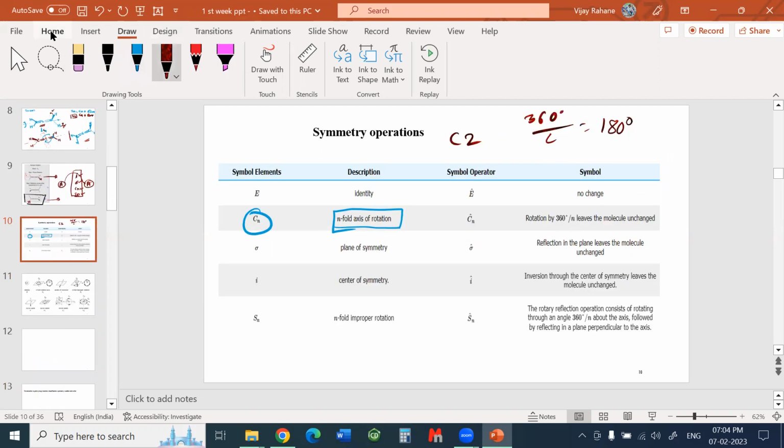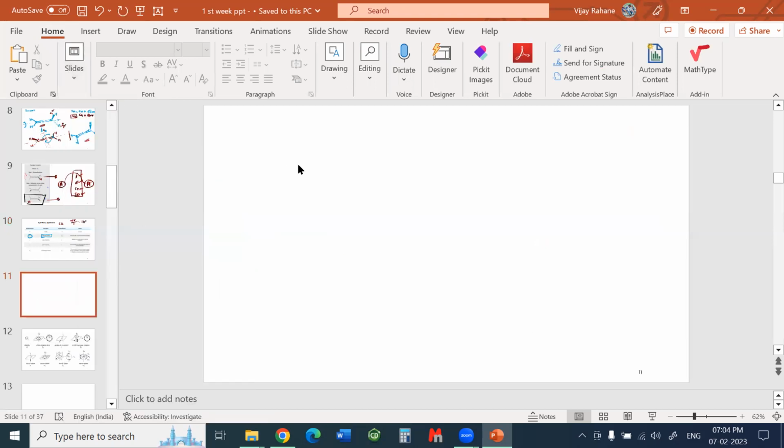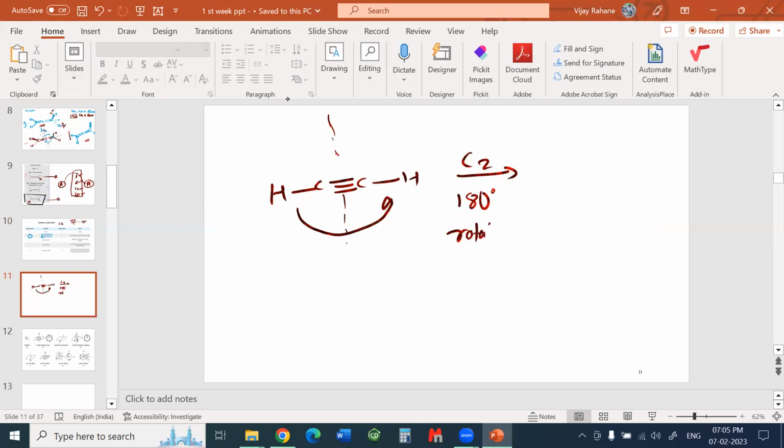I'll just insert one slide. Let's take an example of acetylene, and we need to perform the C2 operation. So we need to rotate this molecule by 180 degrees. Here, these are the labeled hydrogens. This hydrogen, after 180 degrees, will go to this side. So here we have performed this C2 operation.